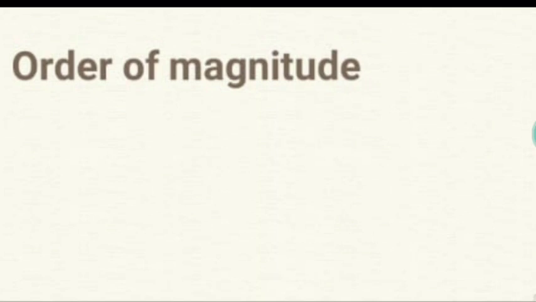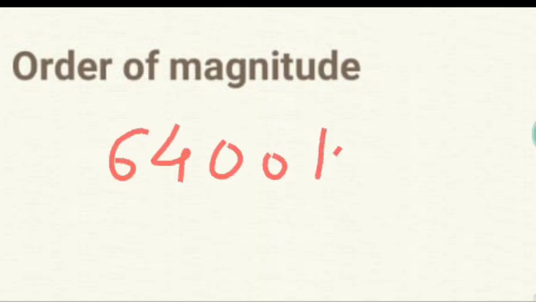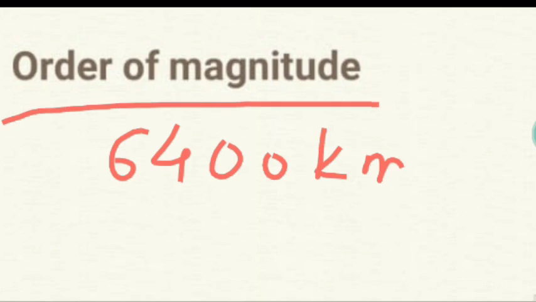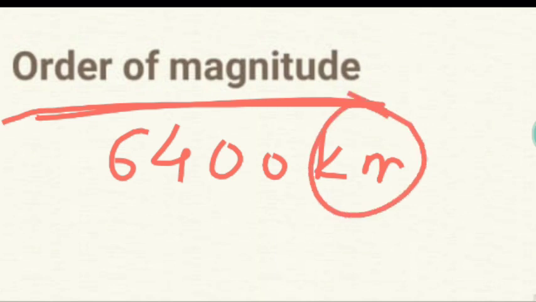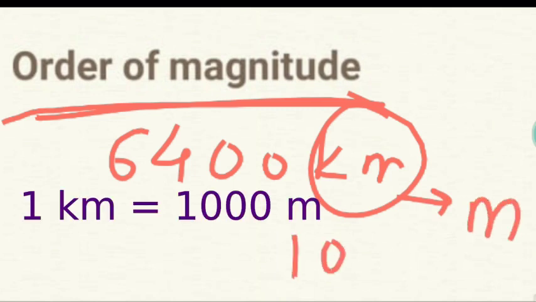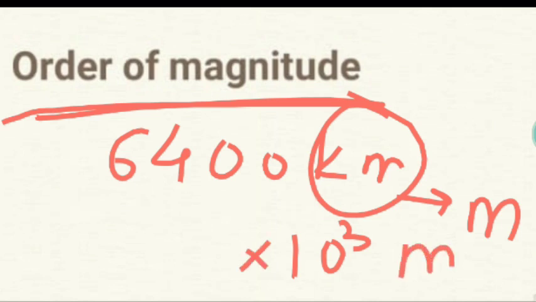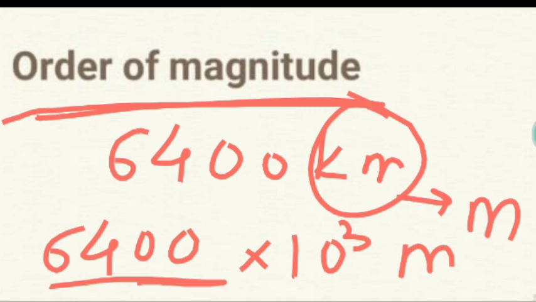Now let's take an example. Suppose the radius of earth is 6400 kilometer. To determine order of magnitude, we convert this into SI unit. All numbers should be converted into SI unit. Kilometer is not the SI unit, so we have to convert this into meter. So 10 to the power 3 meter is equal to 1 kilometer. So this will be the conversion. So here also 6400. Now we have to convert this into a number such that it should be in between 0.5 to 5.